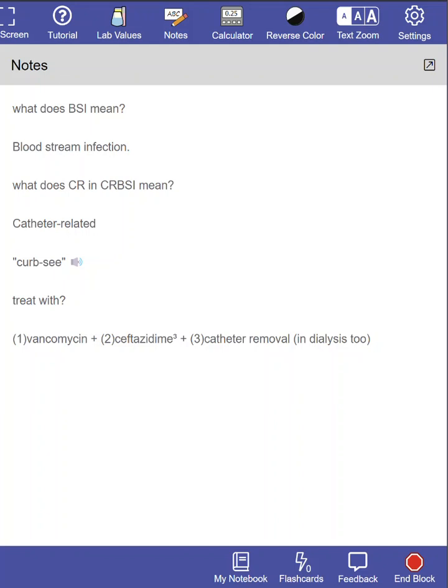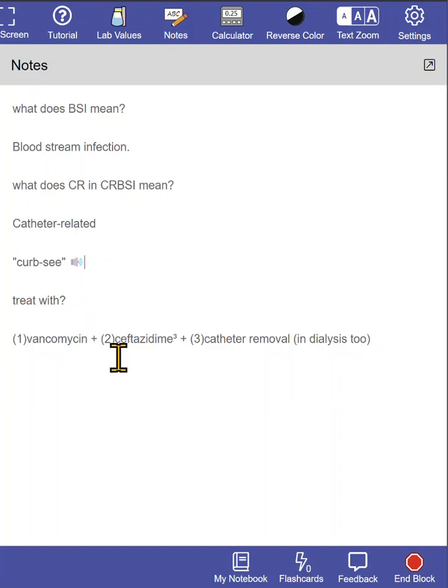Okay, so we left off actually at BSI. BSI means bloodstream infection, right? So what does CR-BSI mean? It's catheter-related bloodstream infection. You can think of that as CRBSI, which is the acronym, catheter-related bloodstream infection.